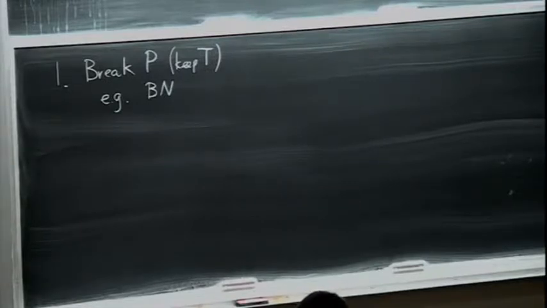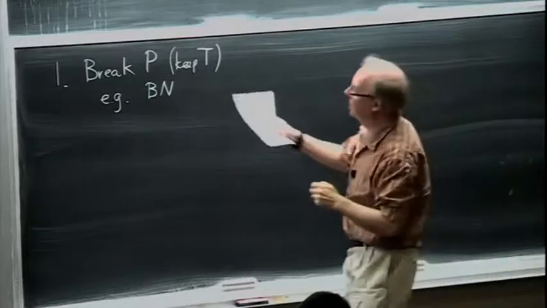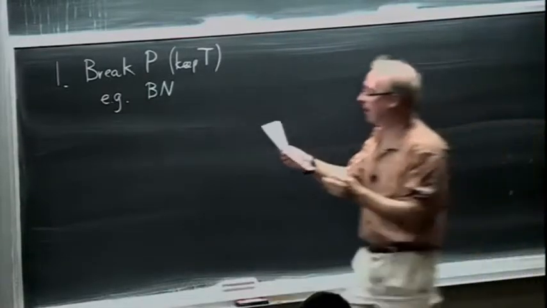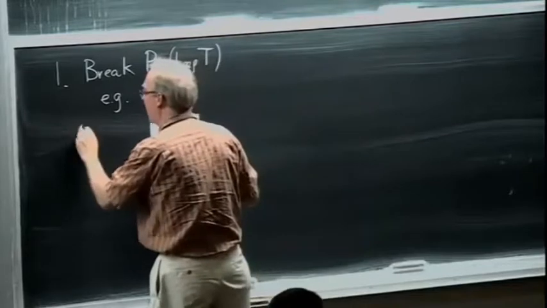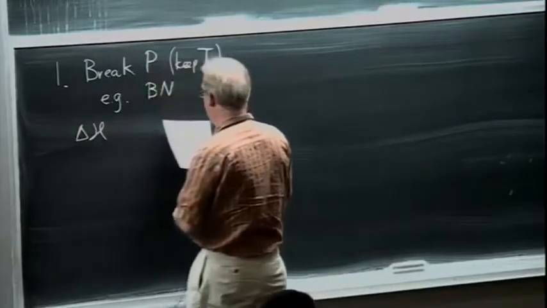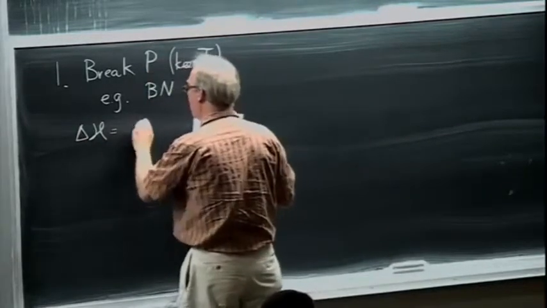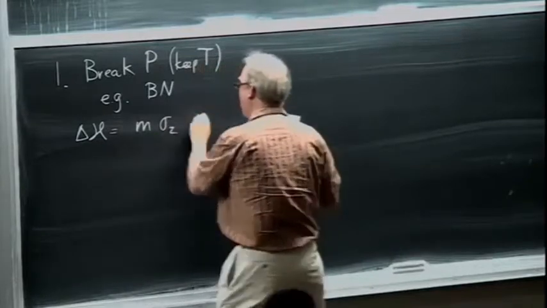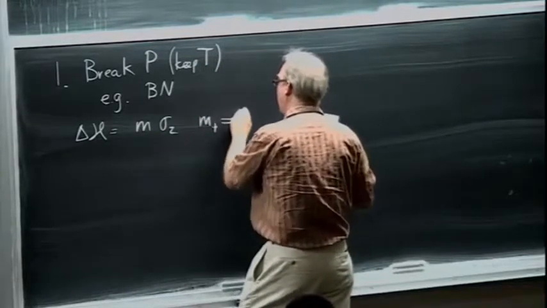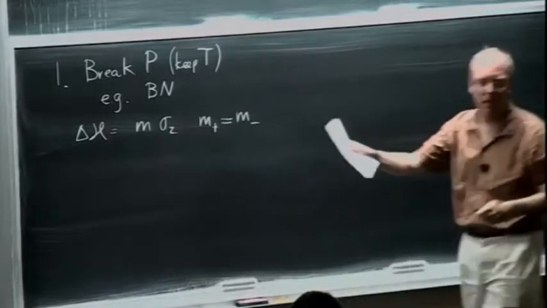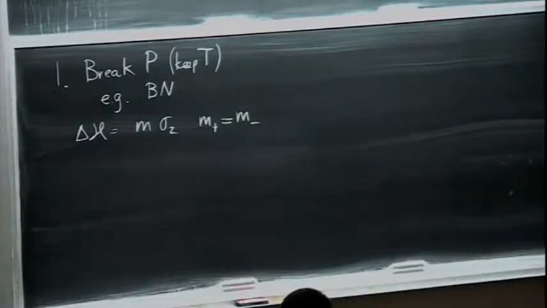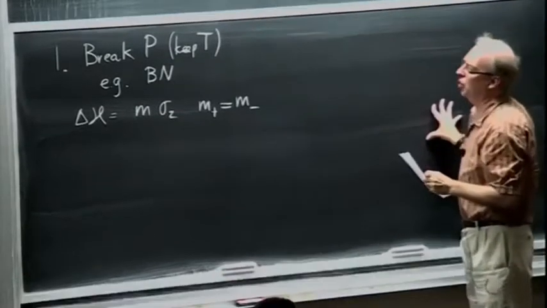Okay, and so that introduces a sigma z term into the Hamiltonian, so my Hamiltonian is going to be some m sigma z, and m plus is equal to m minus. So I'm basically just putting a plus potential on the A sublattice and a minus potential on the B sublattice.